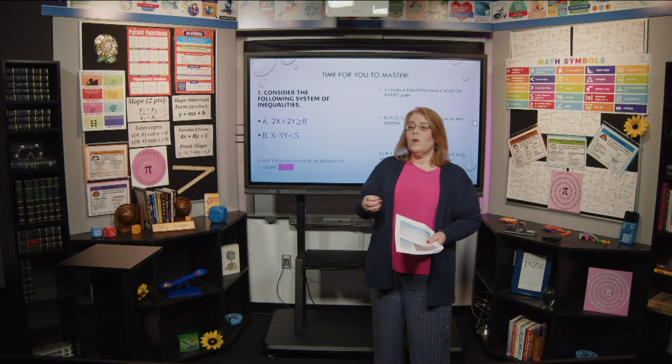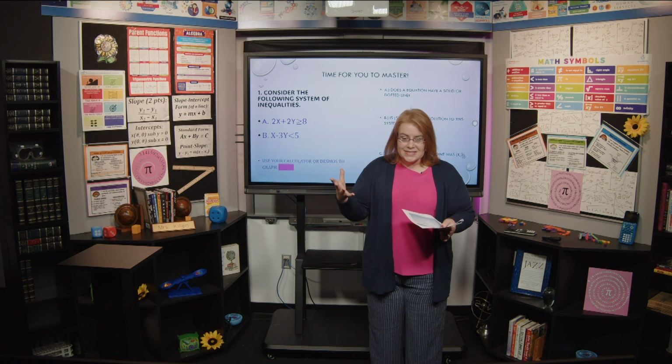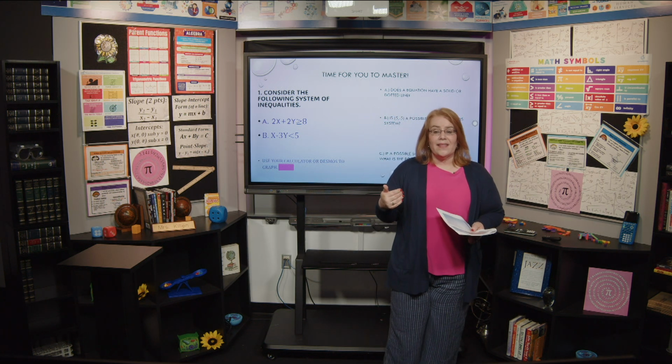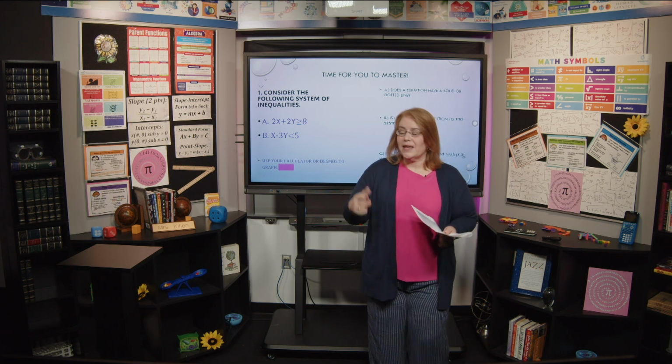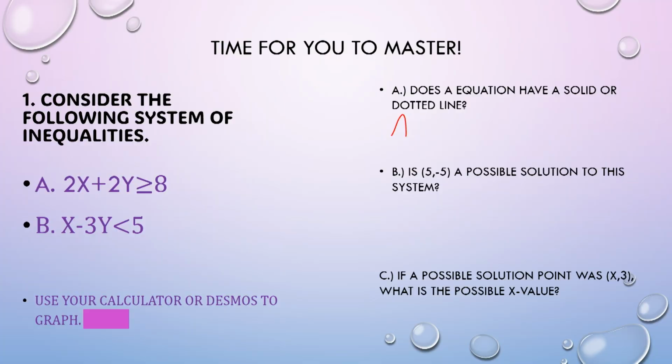Okay, remember, when I have a line under that inequality symbol, it is solid. Or if I don't have a line, that means it is dotted. So I would say that A would be solid, and then B would be dotted or dashed, however you look at that. So that's fine. Now, B asks us, is (5, -5) a possible solution to this system?